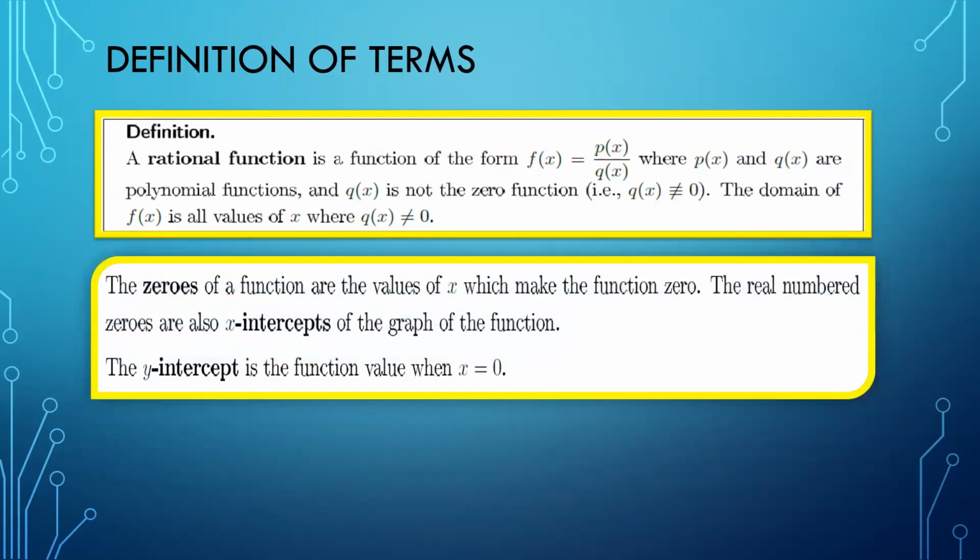Next we have the zeros of a function. The zeros of a function are the values of x which make the function 0. The real-numbered zeros are also the x-intercepts of the graph of the function. And the y-intercept is the function value when x is equal to 0.